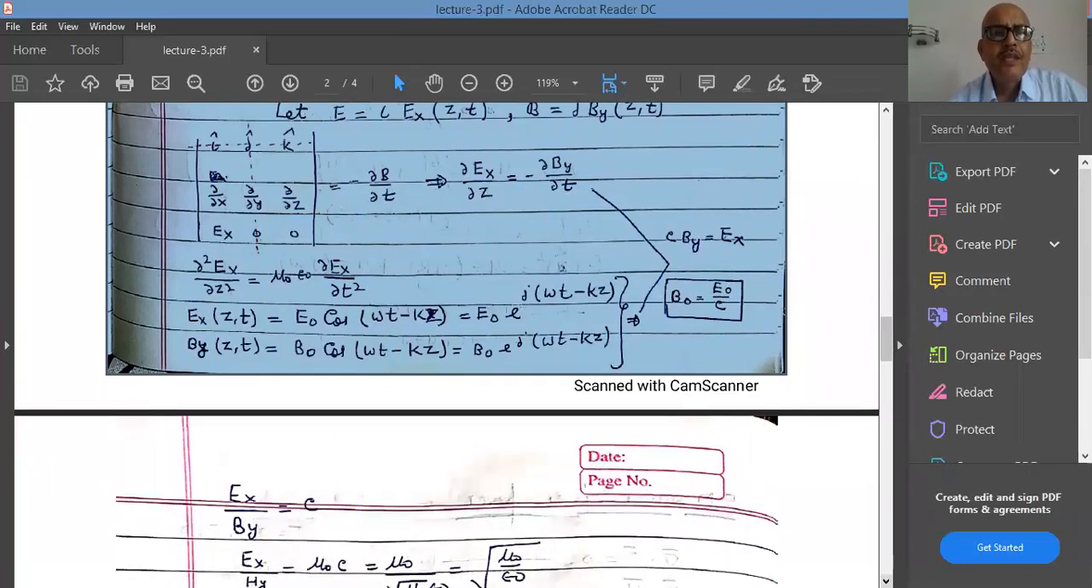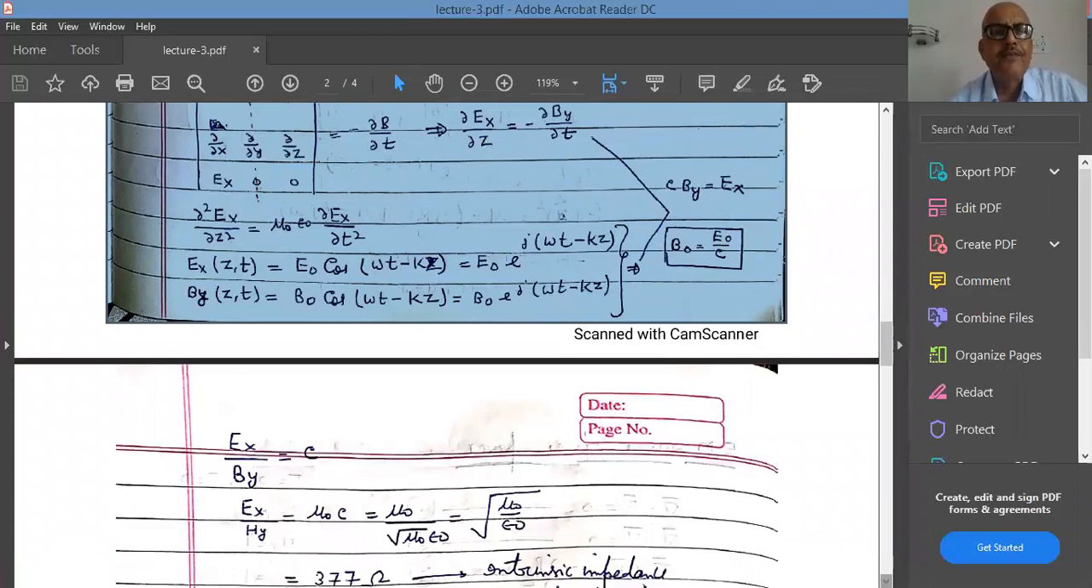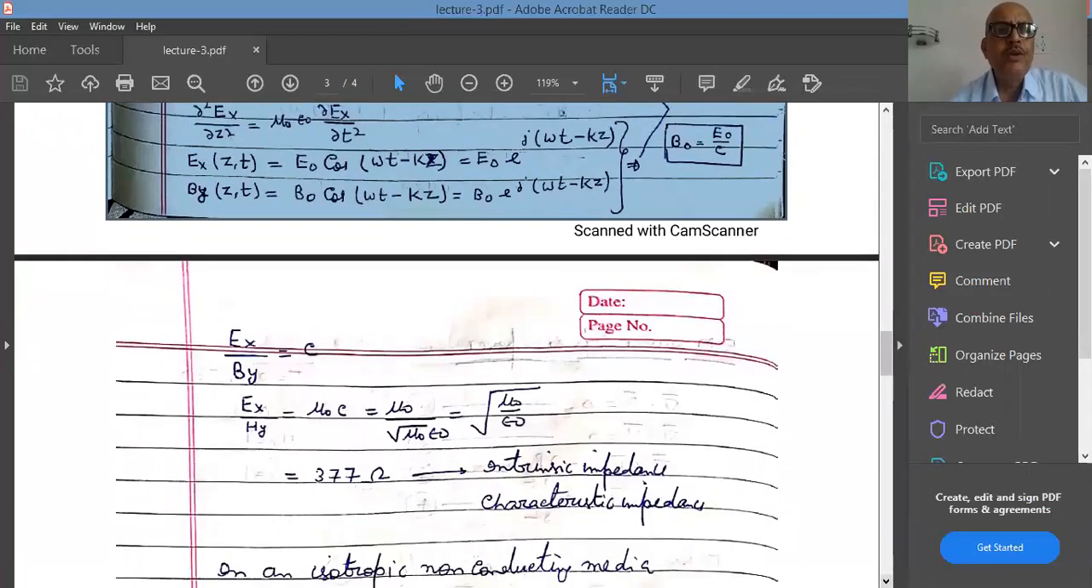Moving further, E upon B is now C. Suppose we want to write down E upon H. B is equal to mu 0 H, so the mu 0 will also be there. So it's mu 0 into C, and C is 1 upon under root of mu naught into epsilon naught, that is the velocity of electromagnetic wave propagation in free space. So if you put them together, it comes out to be under root of mu naught upon epsilon naught.